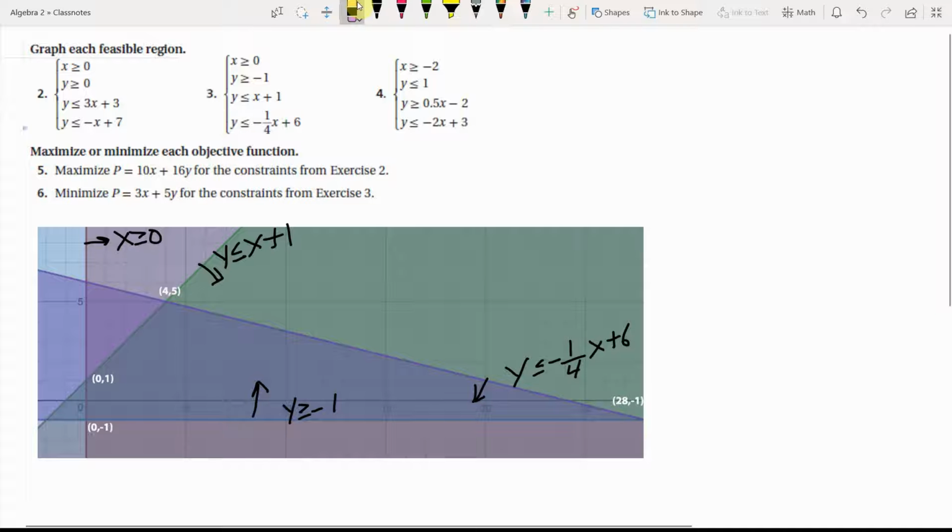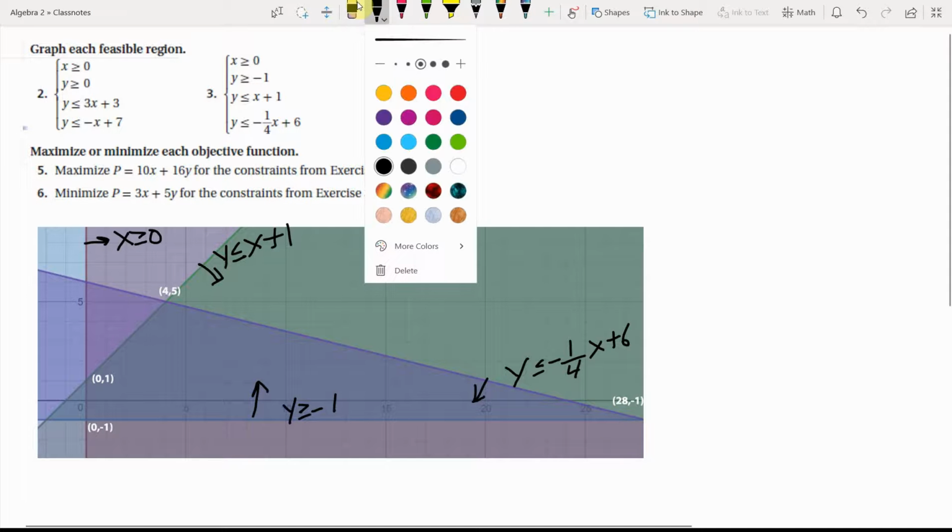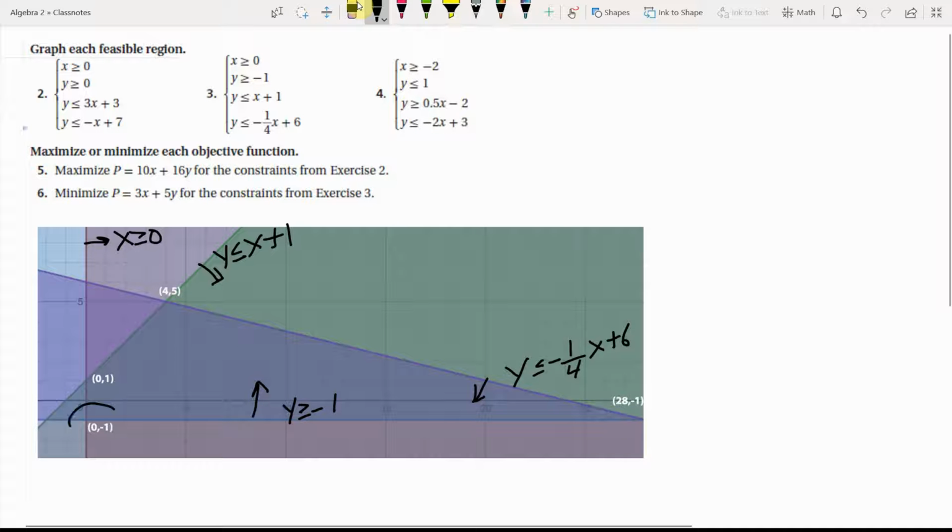Number 6 asks us to minimize for the objective function 3x plus 5y for the constraints from exercise 3. So in order to do that, after we've figured out the feasible region, we have to find all the corner points for that feasible region. Some are easy to find, some you have to do a little more work. The corner point here, I guess, is kind of easy to see. Notice here that this is x is 0 and y is -1, so that's easy enough.